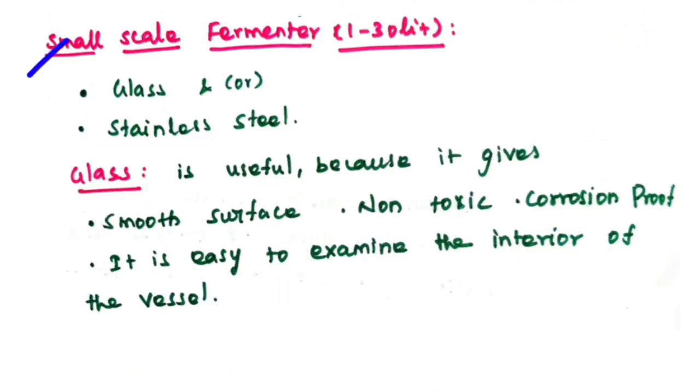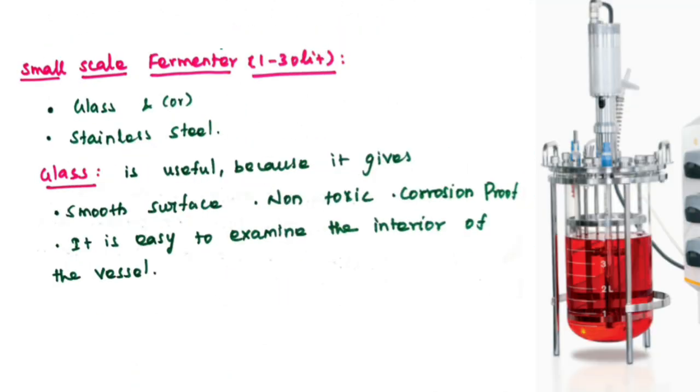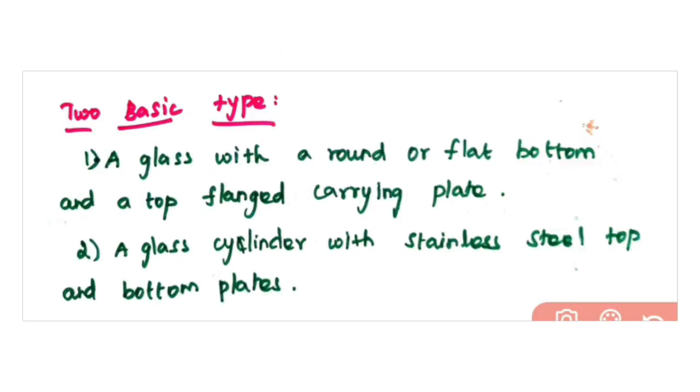Okay, for small scale fermenter you will use glass or stainless steel. In which glass is useful because it gives a smooth surface and it is non-toxic, then corrosion proof, then it is very easy to examine the interior of the vessel. Okay, so you can easily view what is going on inside the fermenter if you use glass container for your fermenter. Then you have two basic types in your glass fermenter.